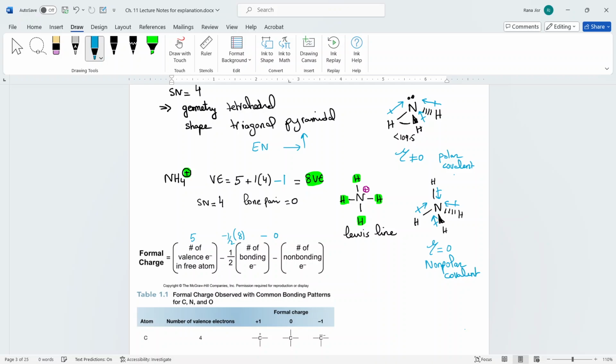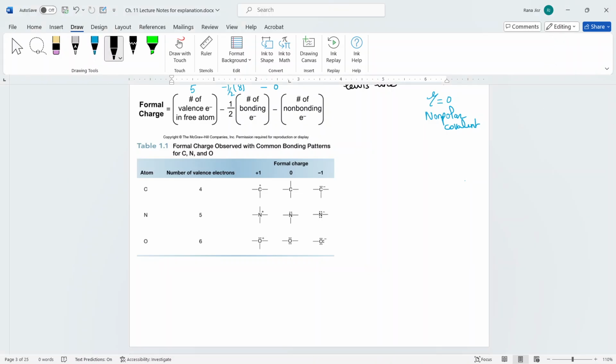We know that all of these bonds are covalent bonds, and by definition, a covalent bond is a bond formed between 2 nonmetals. Nitrogen is a nonmetal and hydrogen is a nonmetal. Hydrogens always form covalent bonds. Of course, there are exceptions, but we are not going to talk about exceptions in this course.